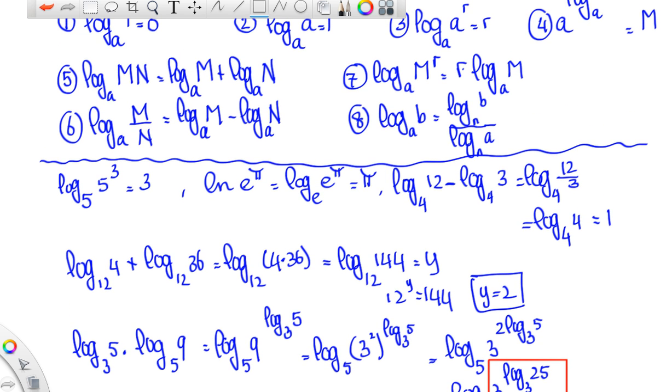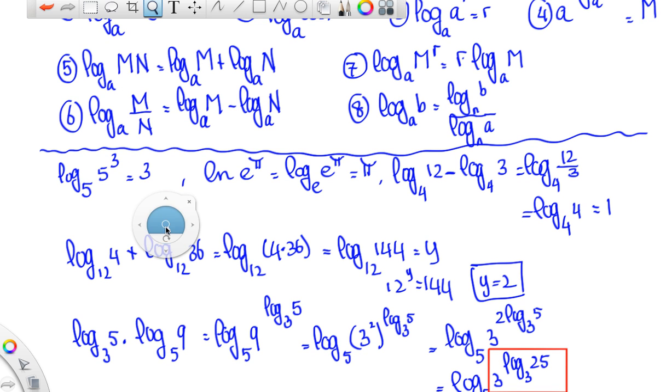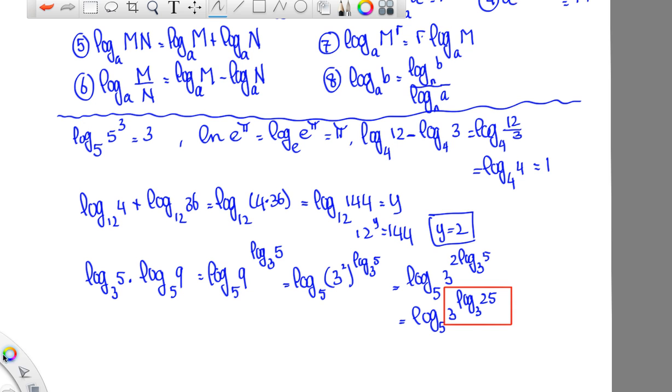So the bases are the same. Let's see if I can make this a little bit smaller for you. The bases are the same, so I should just get the m. So that's what I'm going to use. I'm going to say that this is the log 5 of 3 log 3 of 25, which just gives you 25. And log 5 of 25 is just 2, because 5 squared is 25. So finally your answer here is 2. So that took a little bit more work.